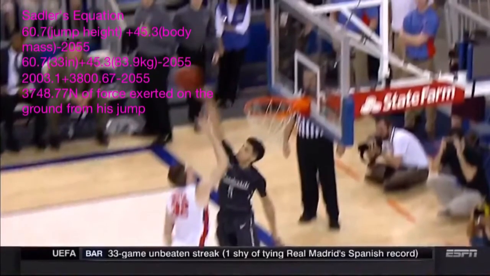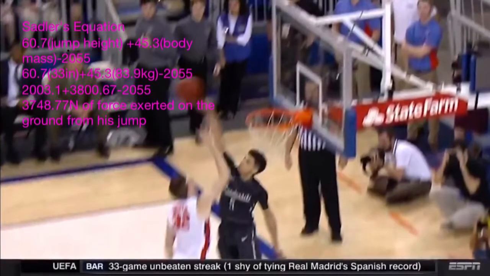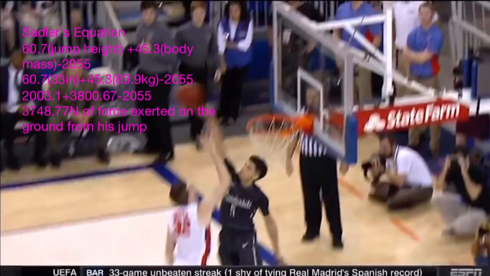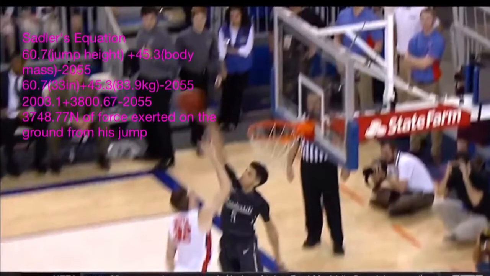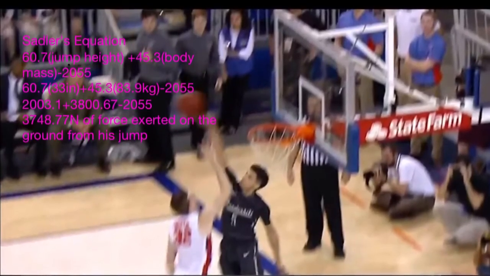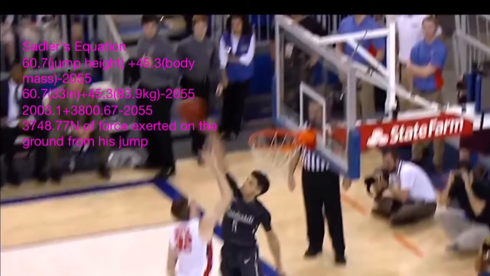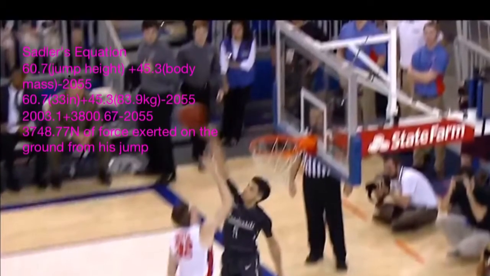To use this, we did Sadler's equation, which is 60.7 times the jump height plus 45.3 times the body mass minus 2,055. For his jump height, we guessed that it was around 33 inches, and his body mass was given on the team roster, which is 83.9 kilograms. We then multiplied 60.7 times the vertical plus 45.3 times the body mass, and got 2003.1 plus 3800.67 minus 2055, which equated to 3,748.77 newtons of force exerted on the ground when he jumped to block the shot.